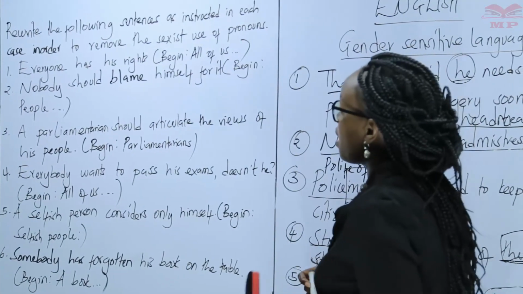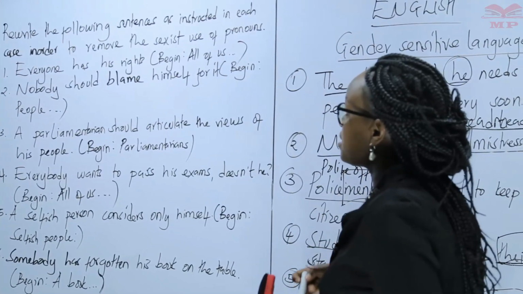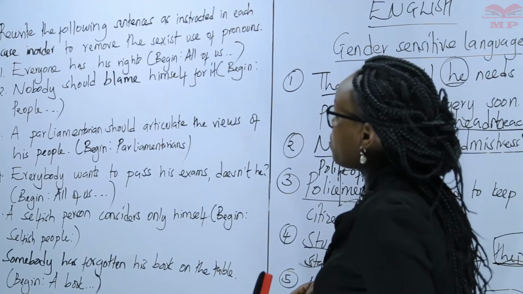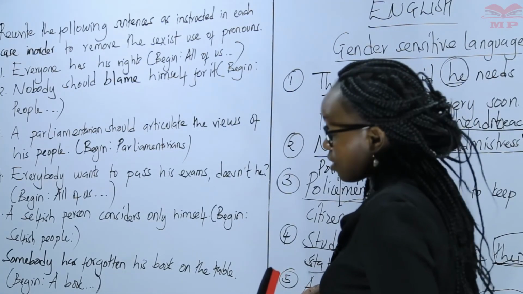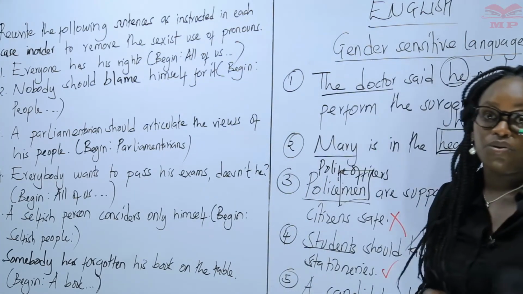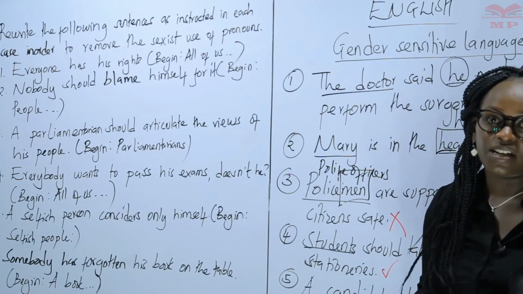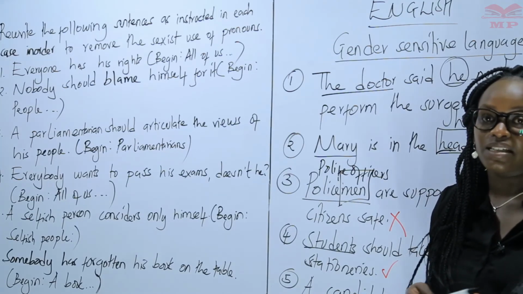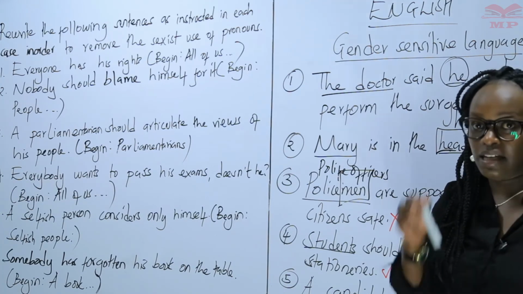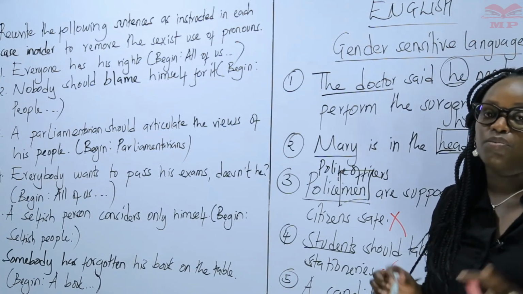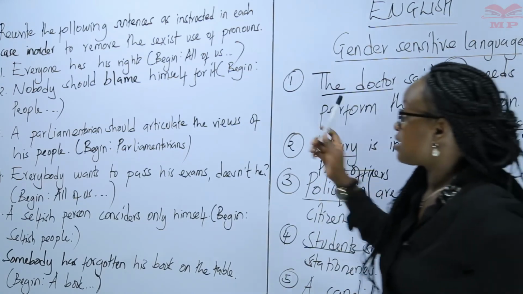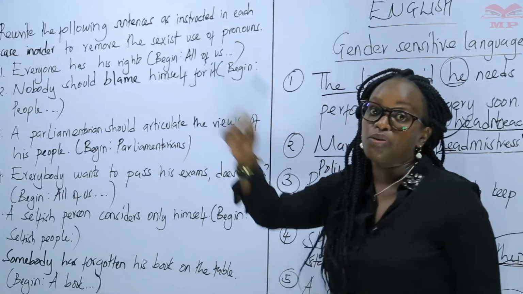The instructions are: rewrite the following sentences as instructed in each case in order to remove the sexist use of pronouns. When you talk about sexism, it is when somebody discriminates against you because of your gender. So when you say that somebody is a sexist, it is because they discriminate maybe against a girl because she is a girl, or they discriminate against a boy because of him being a boy. So this is a type of discrimination based on gender.